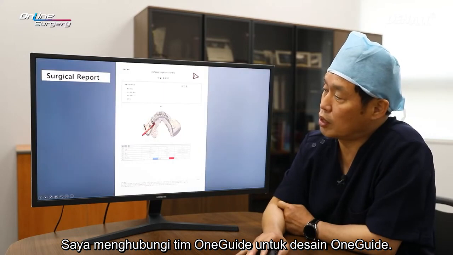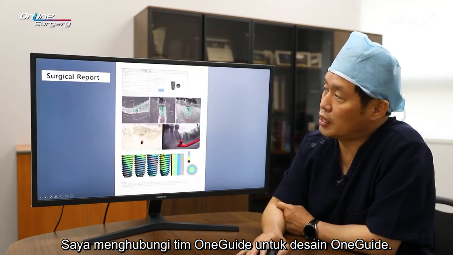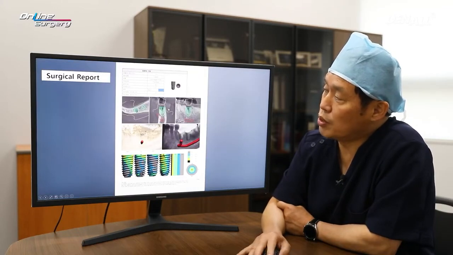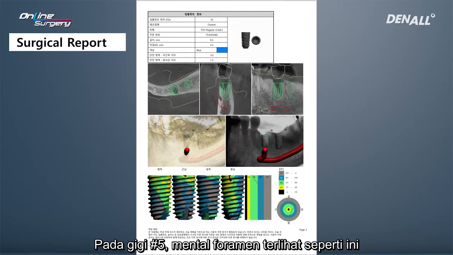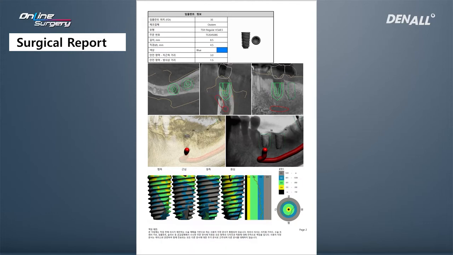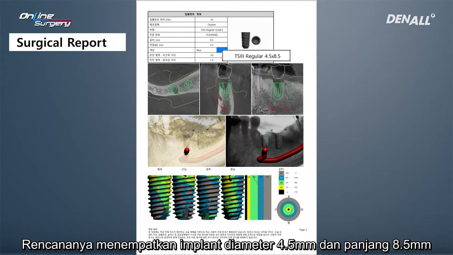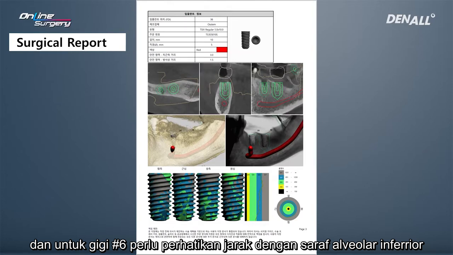I contacted the OneGuide team to design the OneGuide. In number 5, the mental foramen is coming up like this. A 4.5 in diameter and 8.5 in length implant was planned. And for number 6, there was distance with the inferior alveolar nerve.